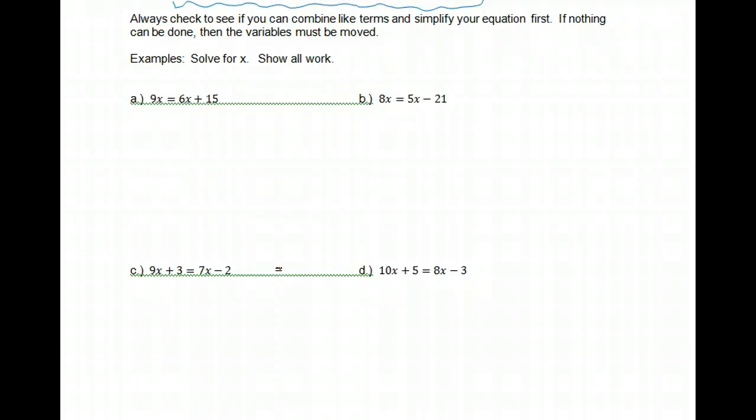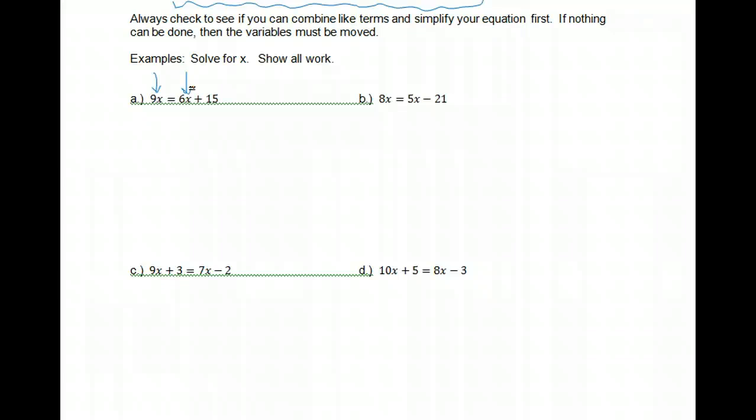Letter A, we have 9x equals 6x plus 15. You will note here that we have a variable term on each side of the equal sign. We have a 9x on the left, we have a 6x on the right. We cannot proceed with this equation until our variable terms are on the same side of that equal sign.